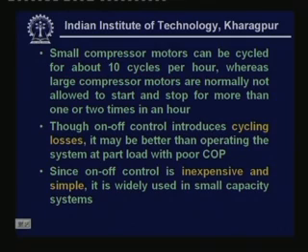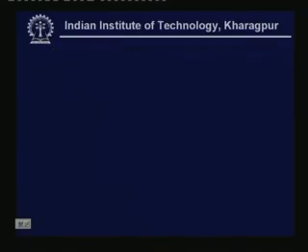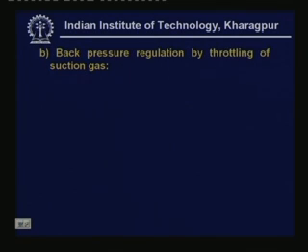Since on-off control is inexpensive and simple, it is widely used in small capacity systems, as I have already mentioned. This is the most widely used control in almost all small capacity refrigeration systems, because it is inexpensive. In small capacity systems cost is a major factor, and it is also very simple. Now let us look at the second method of capacity control. This is capacity control by back pressure regulation, by throttling of suction gas.